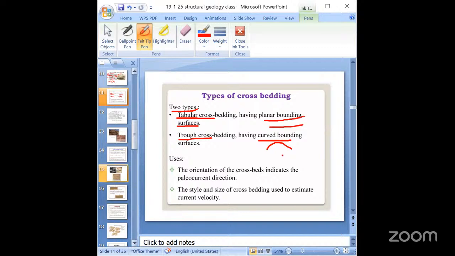And what is the use of these beddings? The orientation of the cross beds indicates the paleocurrent directions, and the style and size of cross bedding are also used to estimate current velocity, right? Current velocity.